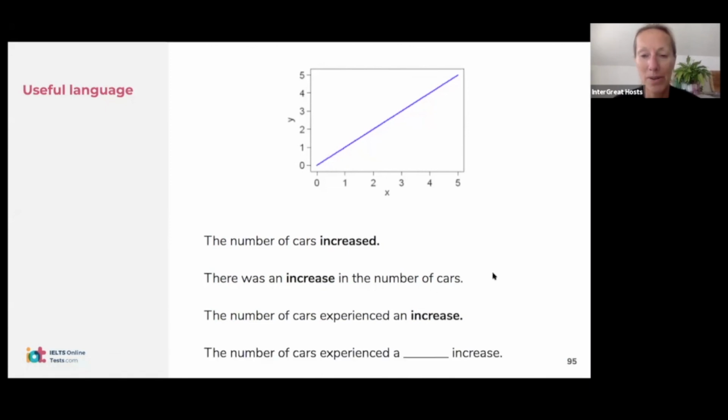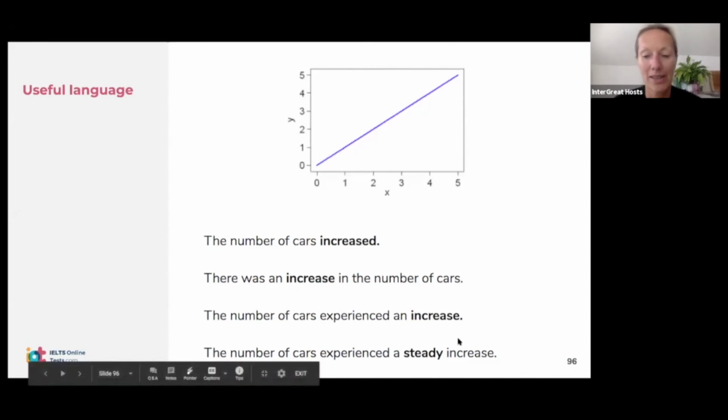The number of cars experienced, so what kind of increase? So you need an adjective. Steady. Yeah, that's right, steady, or you could probably say a gradual increase. Yeah, so it doesn't go up too quickly. That's what that means. Make sure you use the right collocation. Okay, so normally you'd say a steady increase, a gradual increase. Those two you hear quite often.